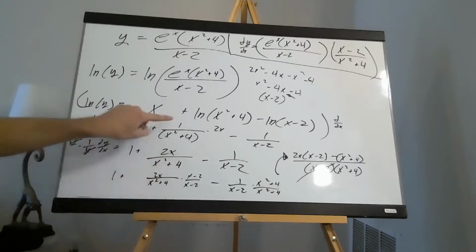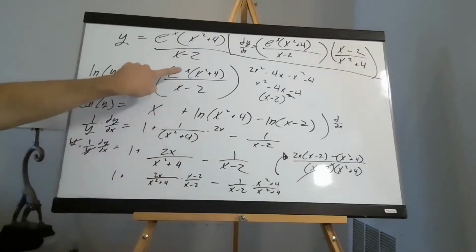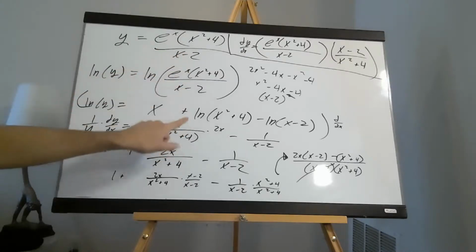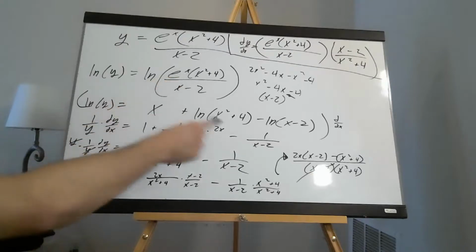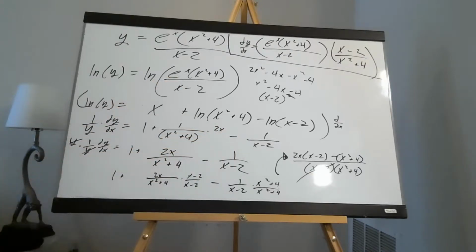The reason I was able to change this from plus was because there's a multiplication inside the log, so you can change it by doing what we did here. And then the same with division, it just becomes subtraction. So we took that and changed it to minus natural log of x minus 2. The next step was to take the derivative of the whole thing. The derivative of x is 1. The derivative of the natural log of x squared plus 4, right here, that is a chain rule.